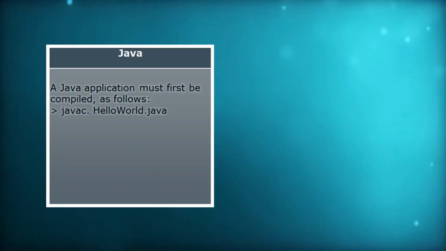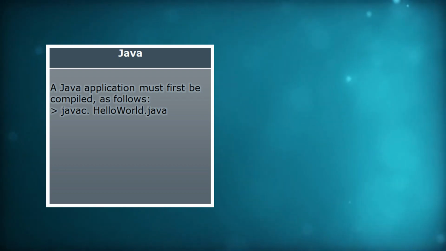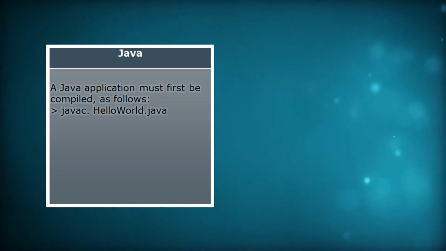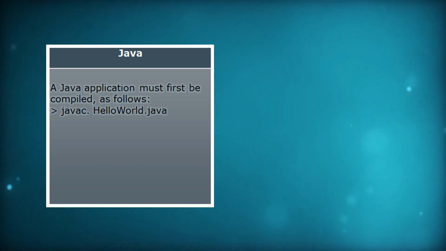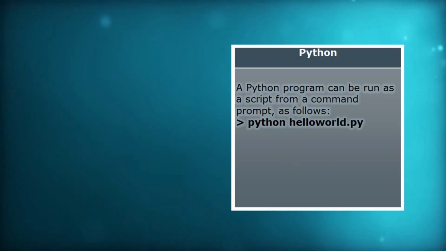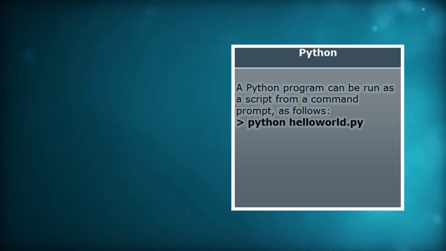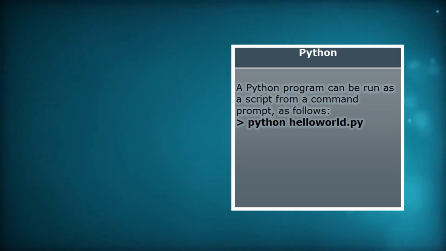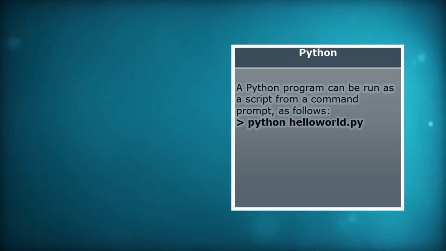Running a program. A Java application must first be compiled, as follows. javac HelloWorld.java. A Python program can be run as a script from a command prompt, as follows. python helloworld.py.